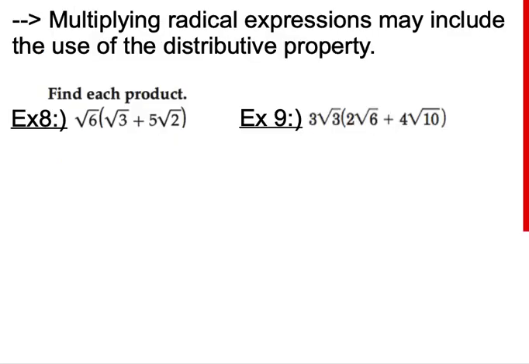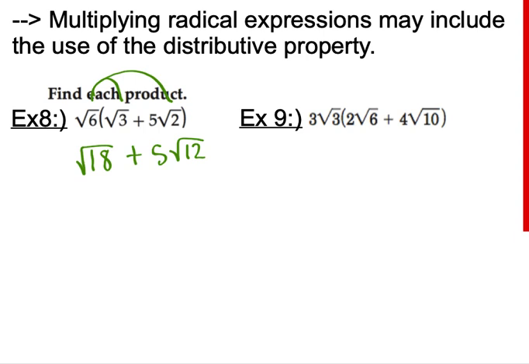Multiplying radical expressions may include use of the distributive property. Let's find each product. So here we're going to take the square root of 6 and distribute it to both of those. Well, the square root of 6 times the square root of 3 is the square root of 18. Plus 5 times the square root of 2 times 6, which is 12.